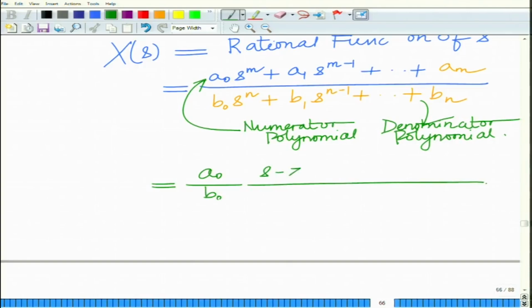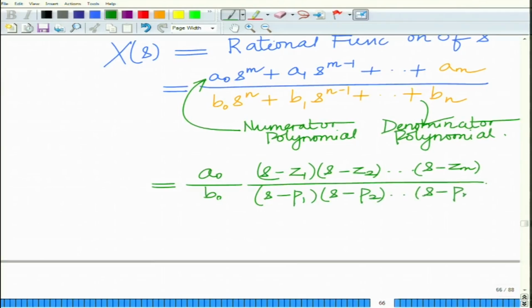And therefore, this can be written as a0 over b0 into (s minus z1)(s minus z2) ... (s minus zm) divided by (s minus p1)(s minus p2) ... (s minus pn), where these roots of the numerator polynomial, that is zk for 1 less than or equal to k less than or equal to m, are known as the zeros of the transfer function, and the roots of the denominator polynomial in s are known as the poles of the transfer function.